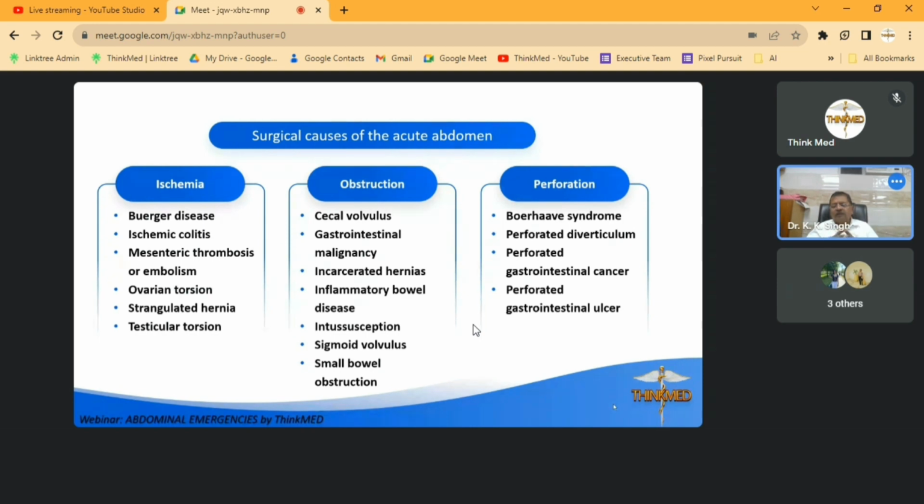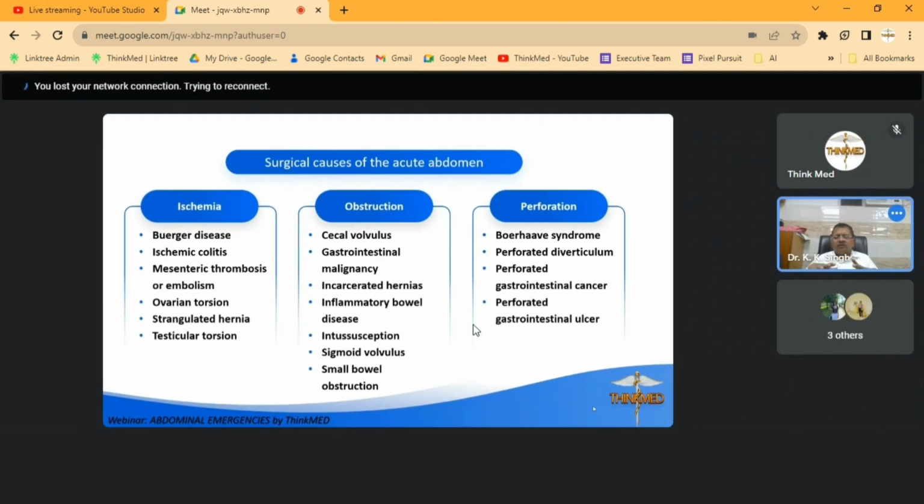Patient will have peritonitis, distended abdomen, tenderness, rigidity, guarding, and rebound tenderness. Rebound tenderness, what happens is within.